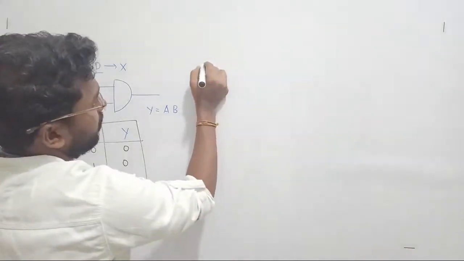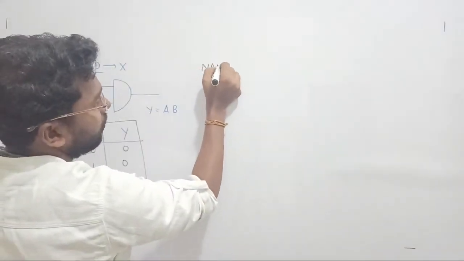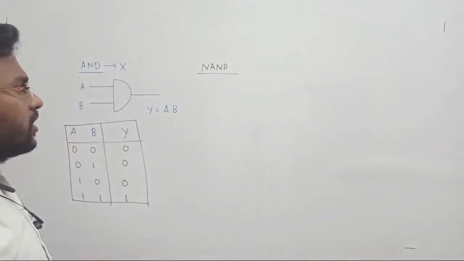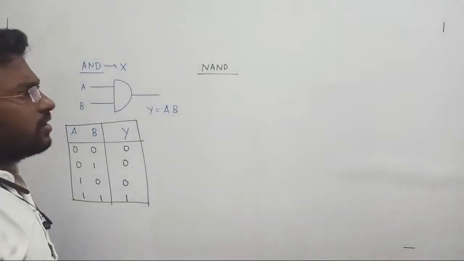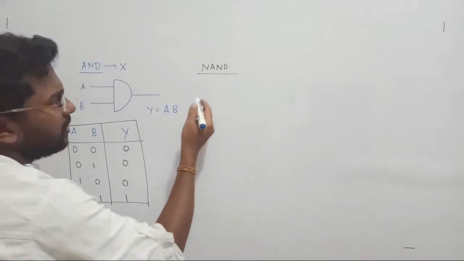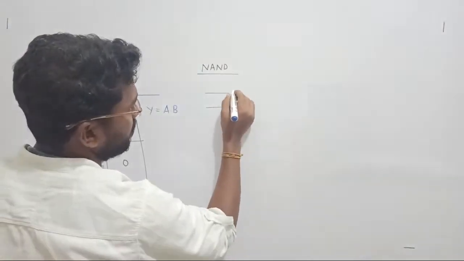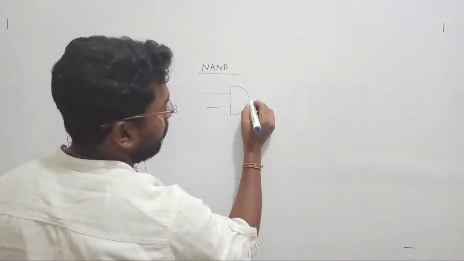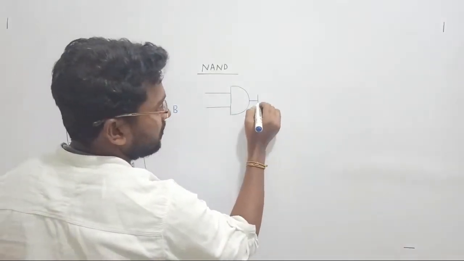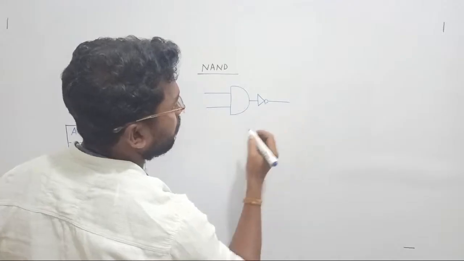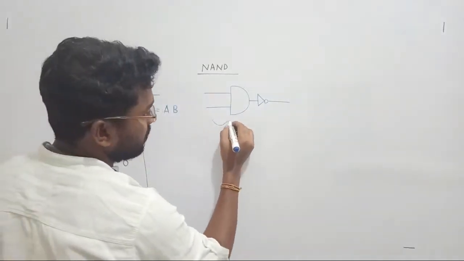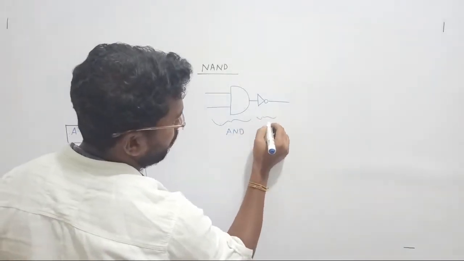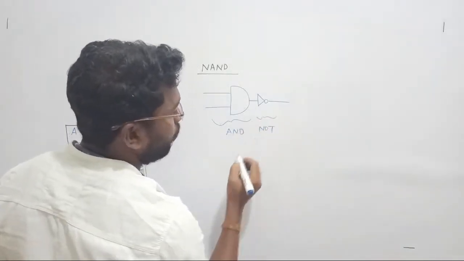So let me introduce the next gate, that is called NAND gate. First, to learn the things, slowly we will learn all these things. What is the universal representation of the NAND gate? NAND gate will be the combination of AND gate plus NOT gate. That is called NAND. In the first half we are performing AND operation, and then we have to perform NOT operation.